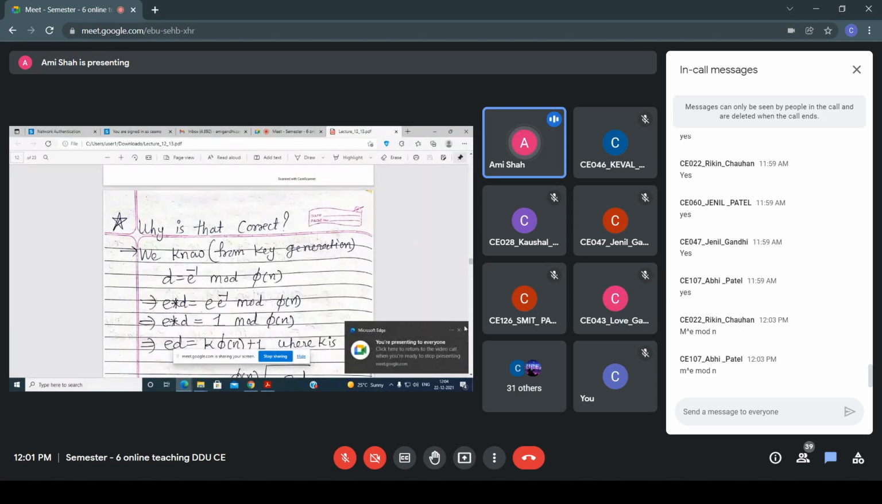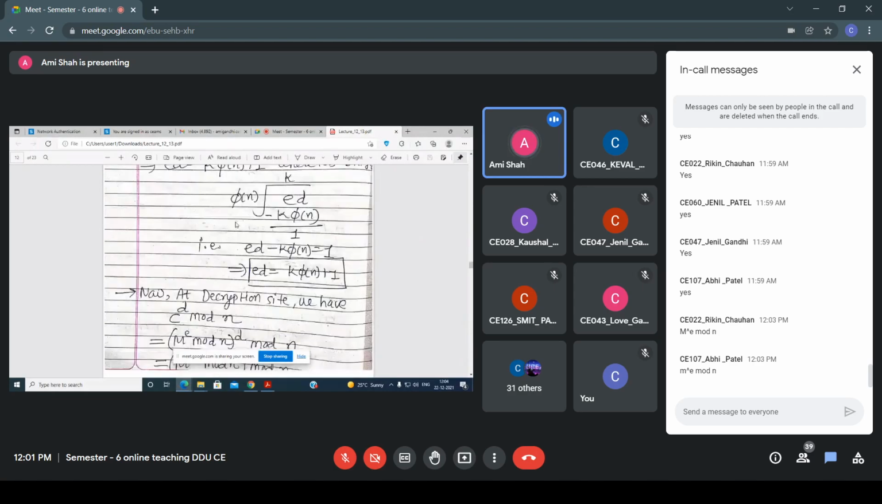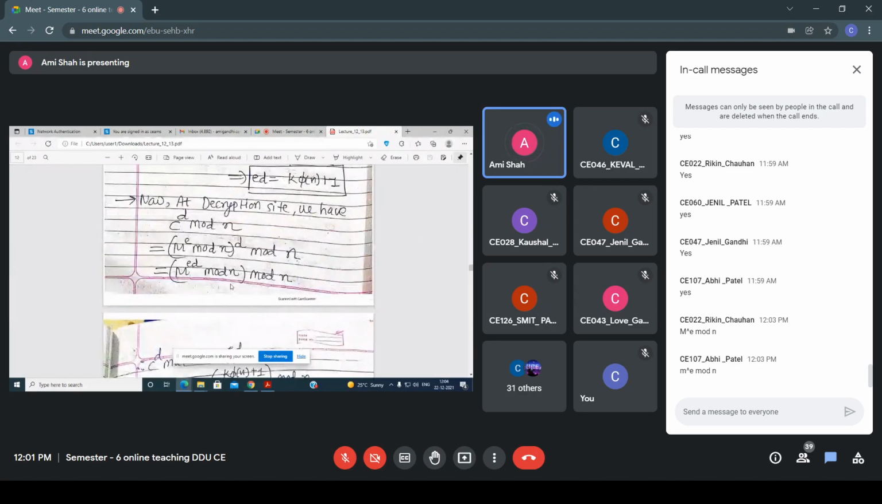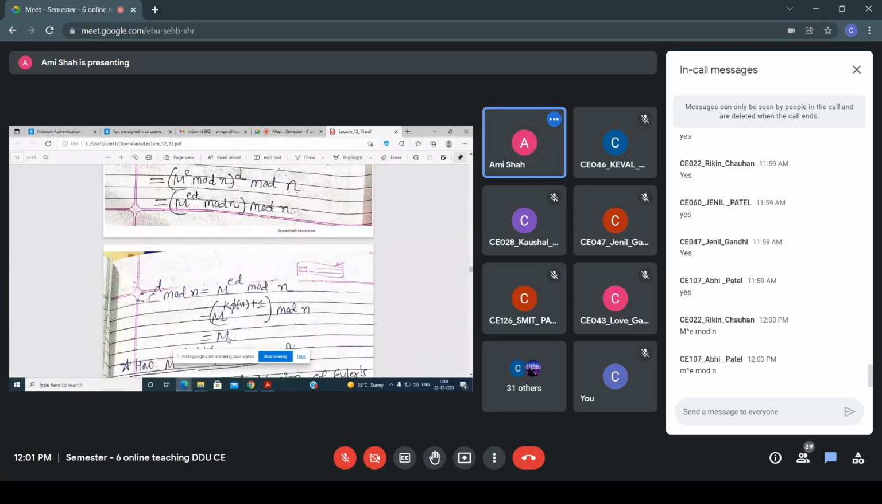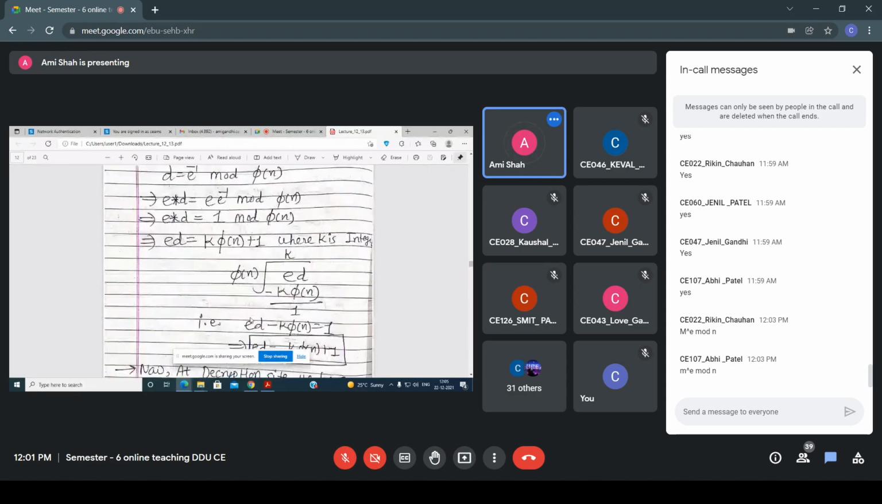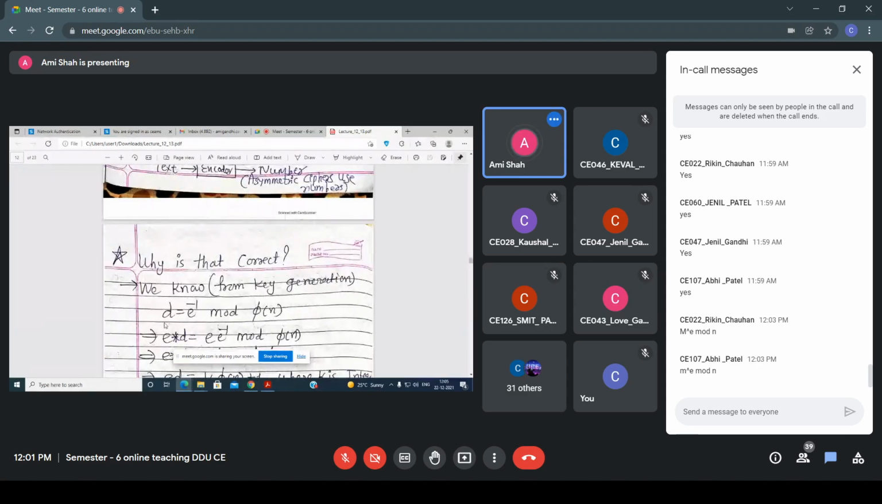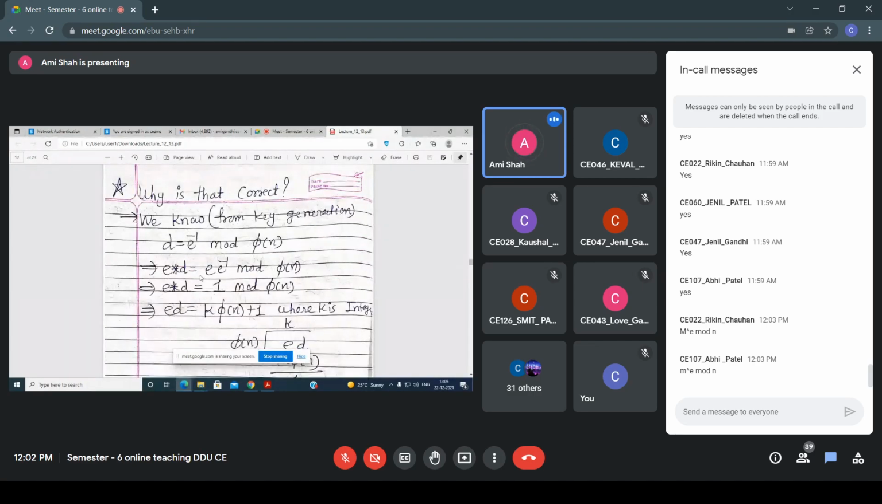So up till now, what we have done. Actually, I want to prove how I am getting this n at the decryption side. Okay, I want to prove that thing. First, all of you know this equation from the key generation: d equals e inverse mod phi n. Now I am multiplying both sides with e, so I am getting ed equals 1 mod phi n.